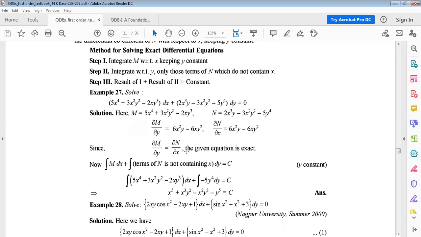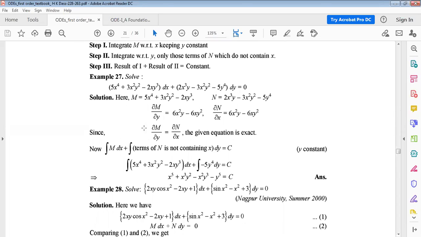This is equal, right? So we can say that the given equation is exact. Otherwise, if this is not equal, then it will not be exact. So what will the required solution be? We have to integrate M with respect to x.